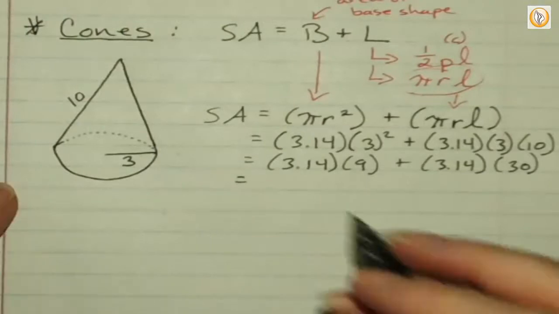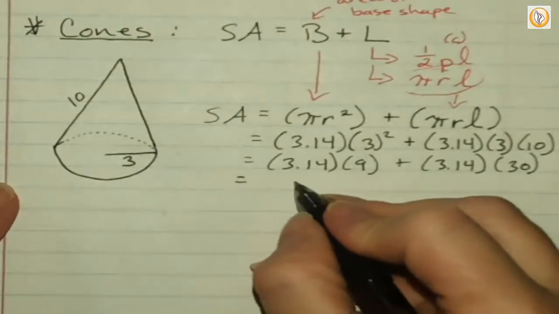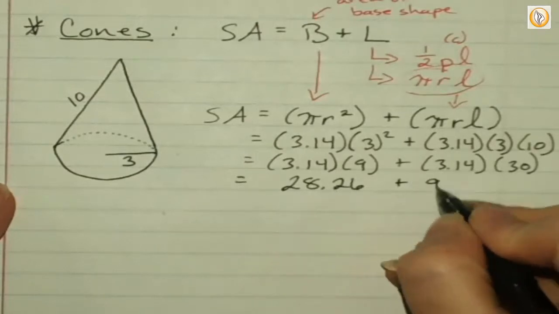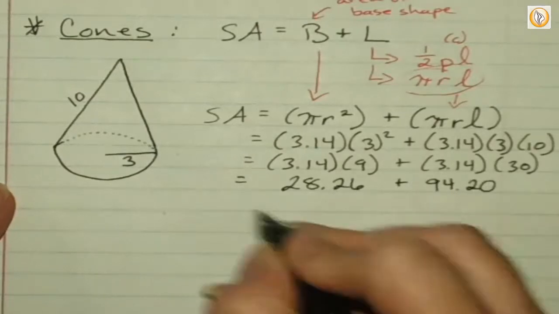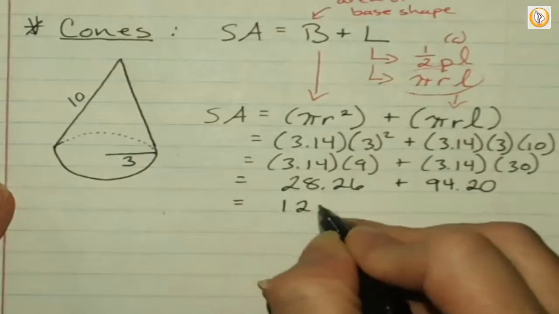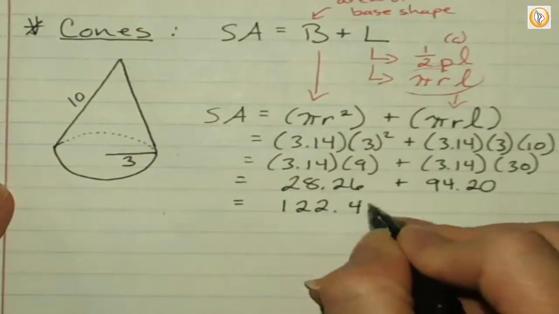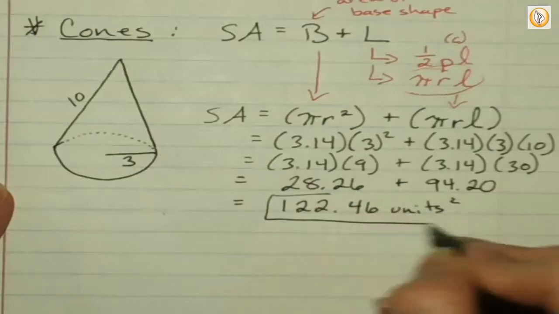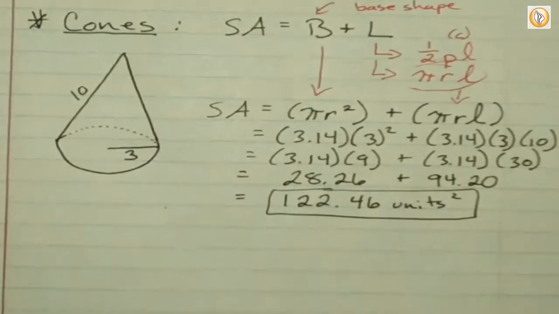All right. 28.26 plus 94.20. You get 122.46 units squared. Any questions?